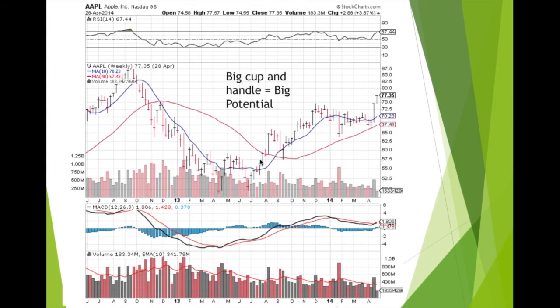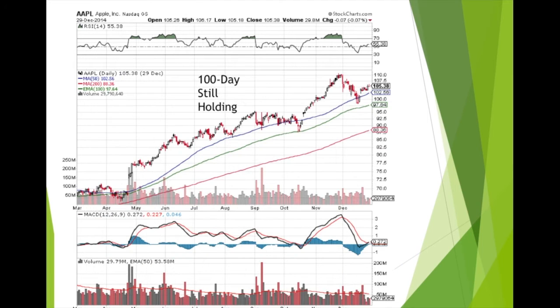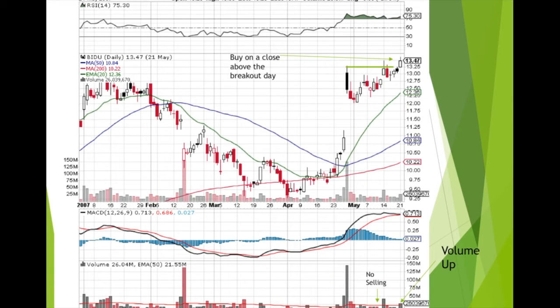And the buy price was, let's say, 78. So still a nice gain. Still a very nice gain. And like I said, just because you sold here doesn't mean you can't try to get back in here when it breaks out again. It's part of trading. No system's perfect. Let's look at Baidu here.